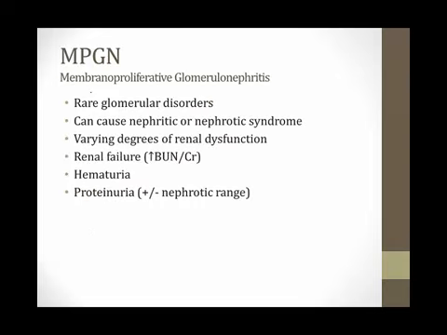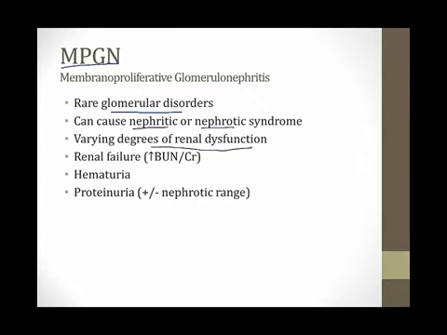Membranoproliferative glomerulonephritis, or MPGN, is a group of rare glomerular disorders, and the reason we're talking about MPGN in its own video, separate from the videos on nephritic and nephrotic syndrome, is because MPGN can cause either the nephritic or the nephrotic syndrome. In reality, patients who develop MPGN present with varying degrees of renal dysfunction.